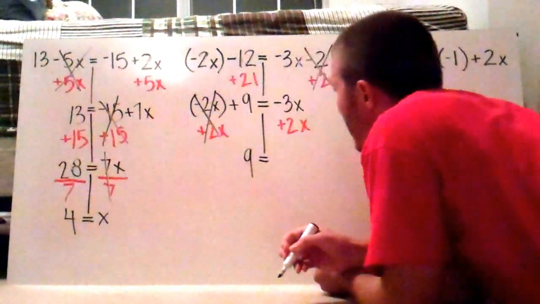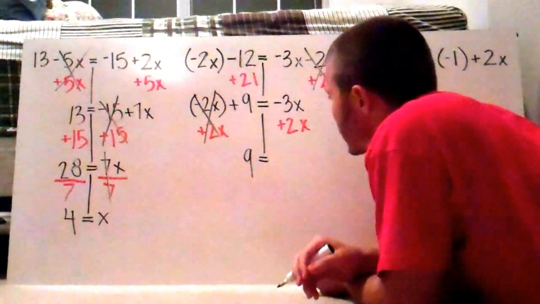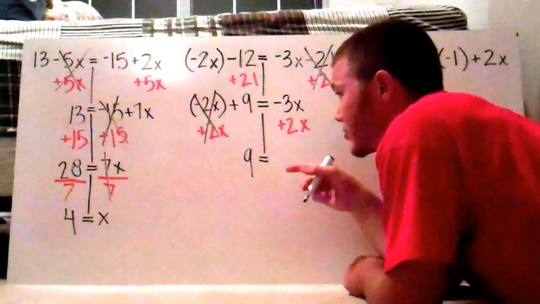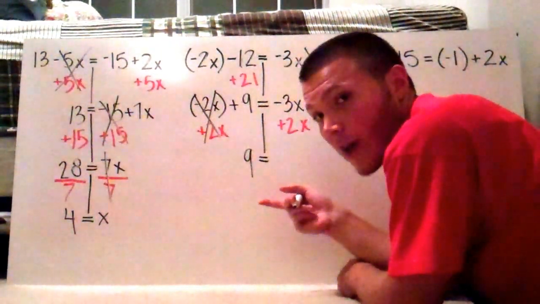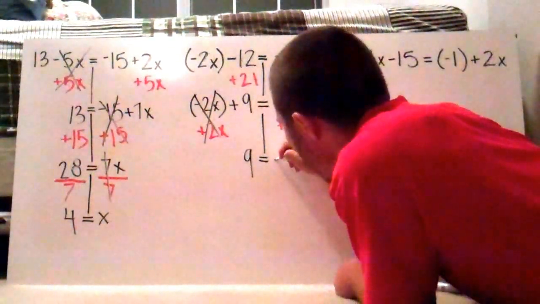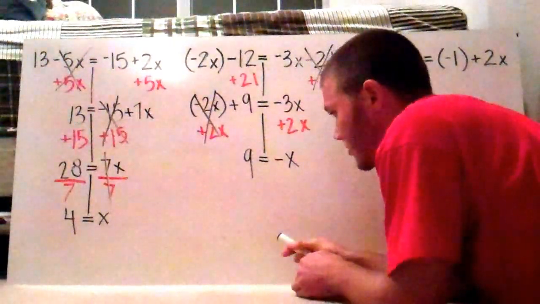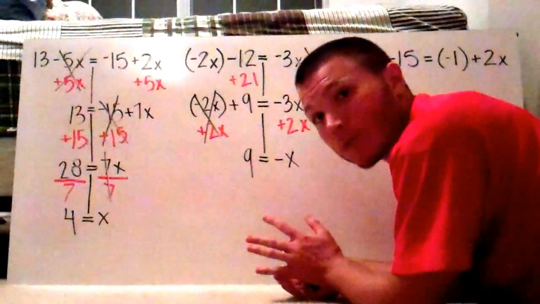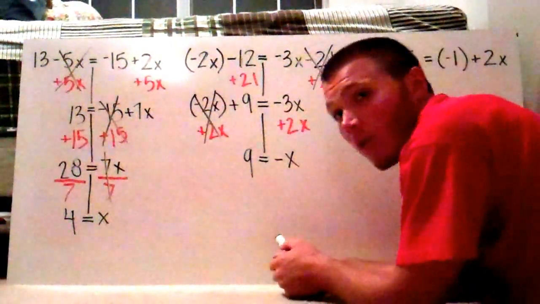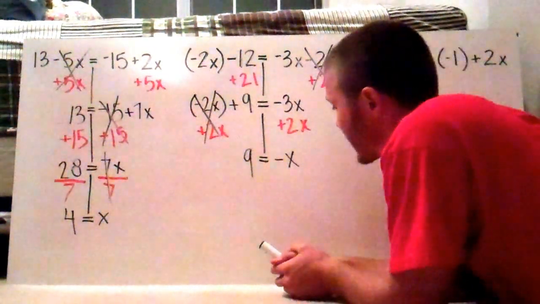So just 9, and then negative 3x plus 2x. You owe 3 bucks, you have 2. You're going to give that person the 2 bucks you actually have. Now you only owe 1. So you owe that 1. So our answer is going to be negative 1x. But remember, you don't include the 1 because a variable all by itself means that you only have one of them anyway. So I get negative x.